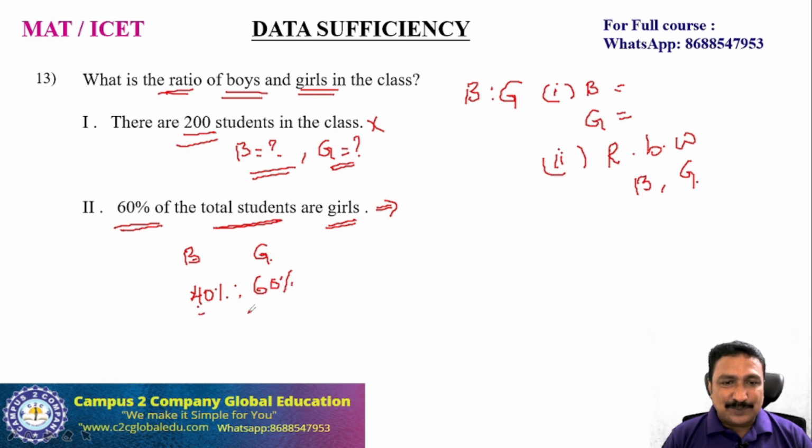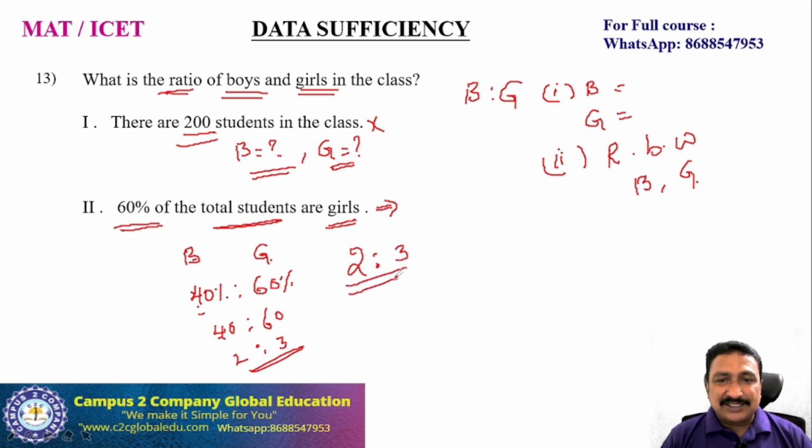So if you eliminate these percentages, it is 40 is to 60. If you simplify, 20 goes into 40 two times and 20 goes into 60 three times. So the ratio of boys and girls is 2 is to 3. So we are getting the answer from the second statement. The ratio of boys and girls in the class is 2 is to 3. So the answer is the second option. Right, friends? You will go to the next question.